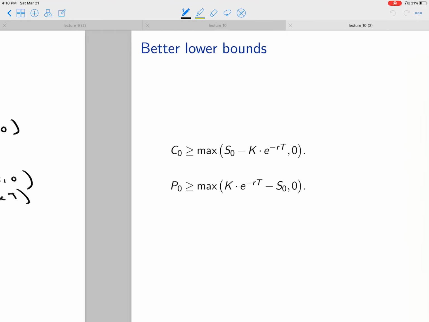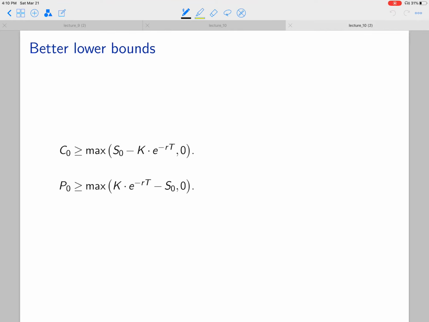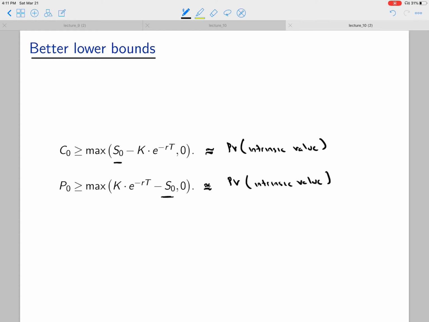Okay. The final restriction, or it's more of an observation, is that we can actually do better on the lower bound than just saying it's greater than or equal to 0. We can impose a tighter lower bound, and that lower bound is that both call and put prices must be approximately greater than or equal to the present value of their intrinsic value. Okay. This is approximate because it doesn't always hold, but that's the way you can interpret this interior payoff that has the S0 in it.